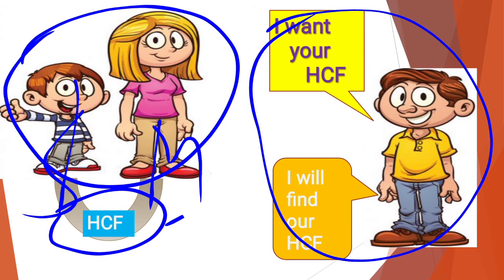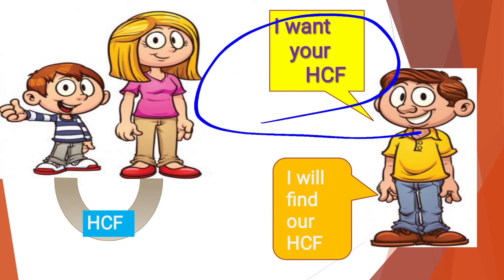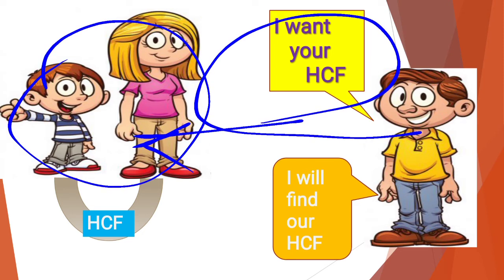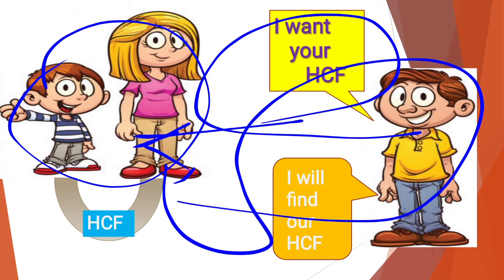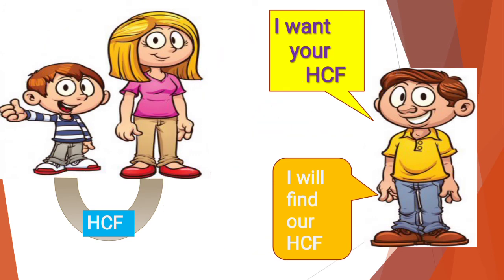Then with this HCF you have to go to the bigger number, and this HCF will divide the bigger number. When you divide the bigger number, you will get an HCF, and that HCF will be the HCF of all the three numbers. That is why it says: I want your HCF of these two, and then I will find our HCF of all. Clear?